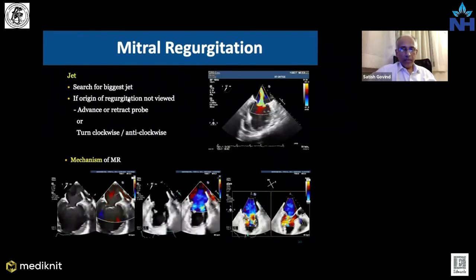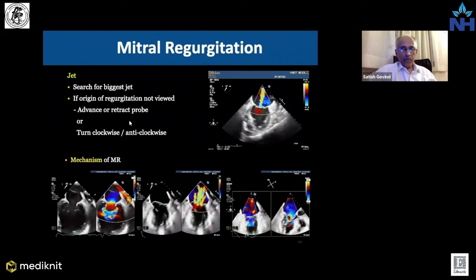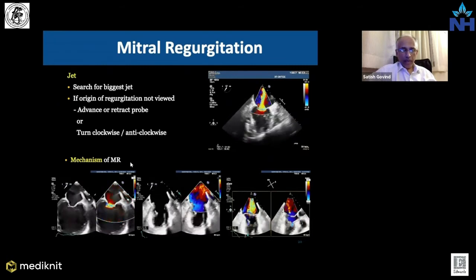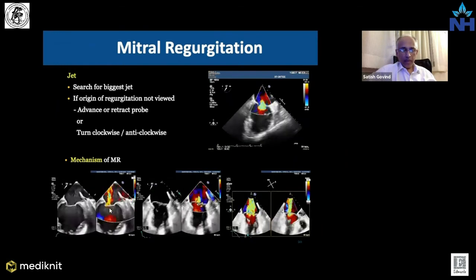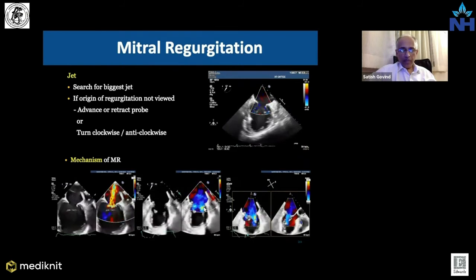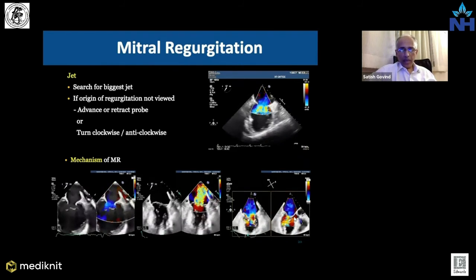So search for the biggest jet, and if it is not viewed, you advance or retract the probe and then turn clockwise or anti-clockwise, and also look for the mechanism of the MR. So you can see that the MR is coming from the A2P2 area here. There are multiple jets here coming from the commissures as well as the A2P2 area. And this is the long axis, the LVOT view, which is seen here.